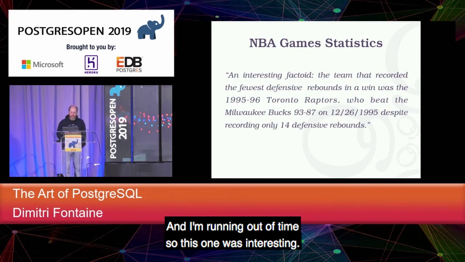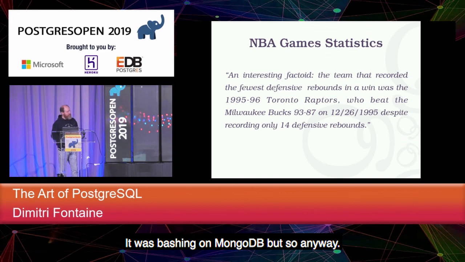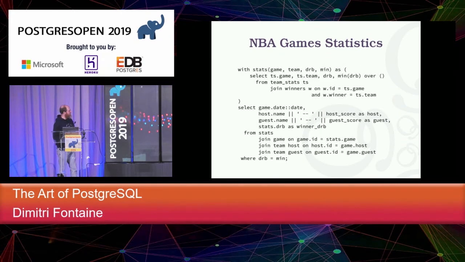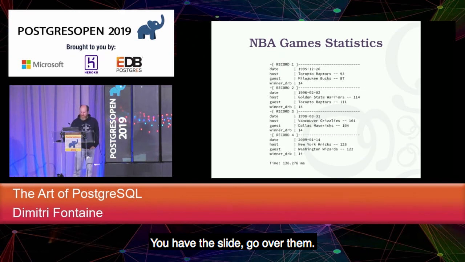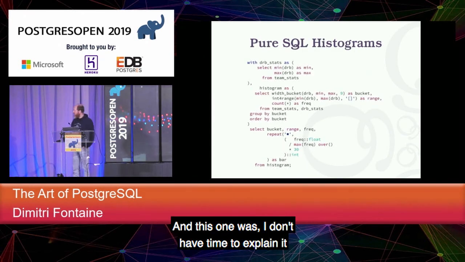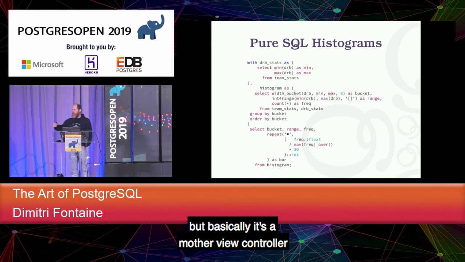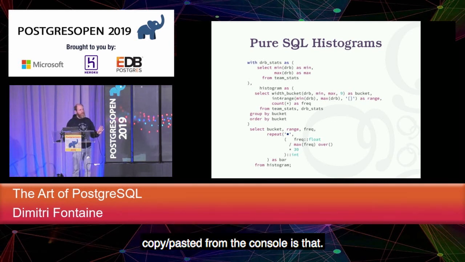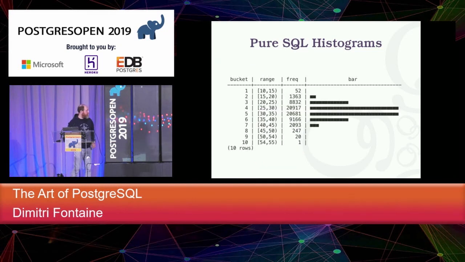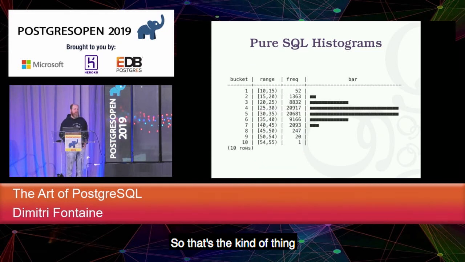I'm running out of time, so this one was interesting. It was bashing on MongoDB, but anyway, you'll have the slides, go read over them. And this one, I don't have time to explain, but it's a model view controller in a single SQL query, and the result of the query, copy-pasted from the console, is that. That's the kind of thing you can do with SQL and Postgres.